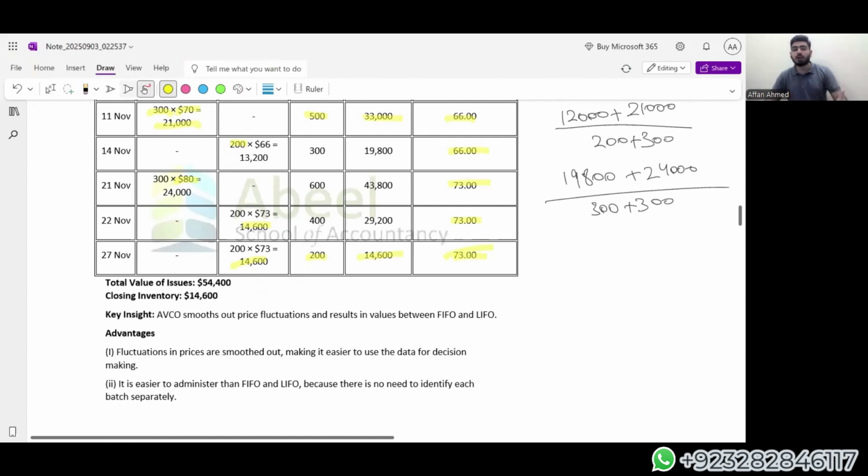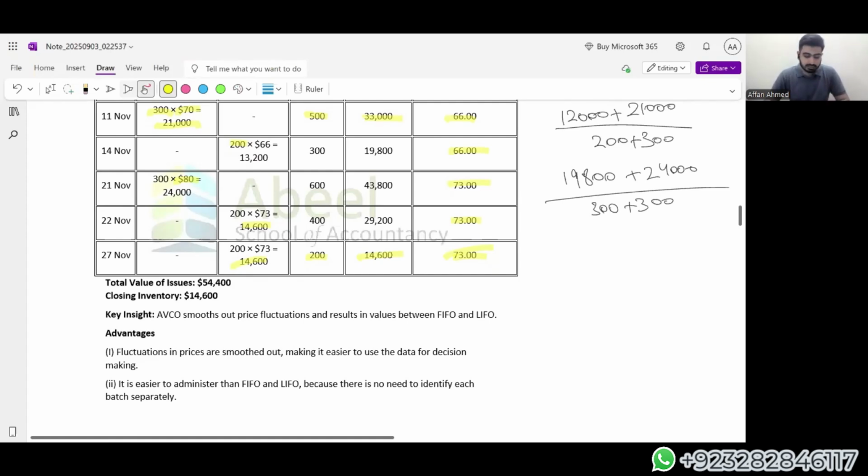So this is how we are using the weighted average method, where we're trying to take out the average of all the units and we are basically just applying it all over the inventory, whether it be last year's inventory or this year's inventory, whatever situation it is, we are not concerned about it. We're just using the average rate and we are issuing inventory in the market.